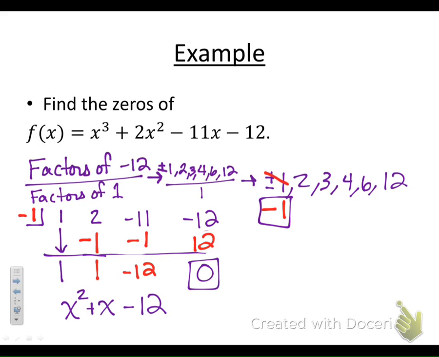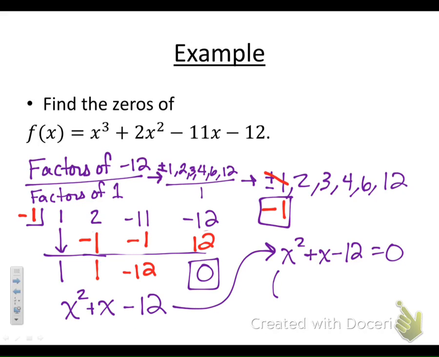The key word today is zeros. We're going to try to figure out what would make this leftover factor a 0. Maybe I could do some type of factoring, whether it's bottoms up or quadratic formula. I can do something with this to figure out, well, what are my other zeros?